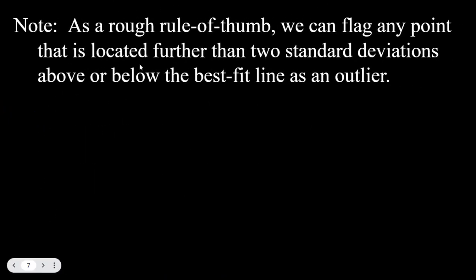Note, as a rough rule of thumb, we can flag any point that is located further than 2 standard deviations above or below the best fit line as an outlier. And you're going to see an example like that in your homework, and they give you the best fit line, then they give you 2 standard deviations each way, and you're supposed to identify as an outlier anything that's outside of those 2 standard deviations away.